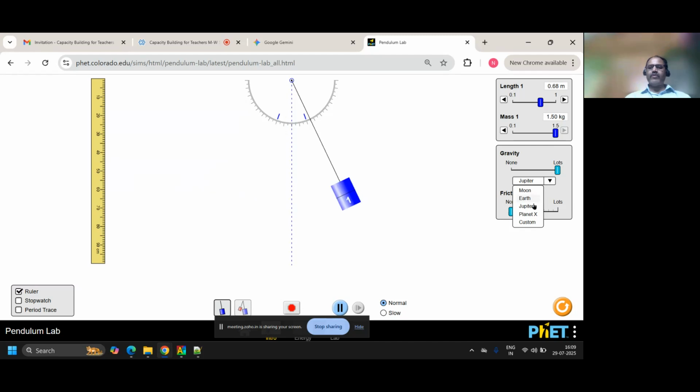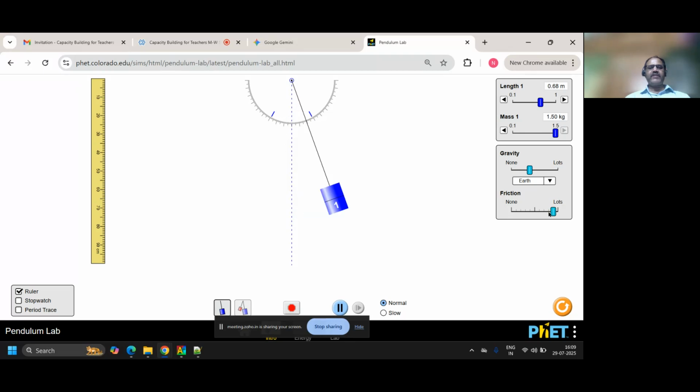So now let us keep it on Earth. I'm going to stop the pendulum and let us do it once again. Okay, now move. Right now, if there is no friction here, obviously the pendulum will keep on oscillating. This is like a swing, a jula, or what we call a lolakam, because it is moving here and there.